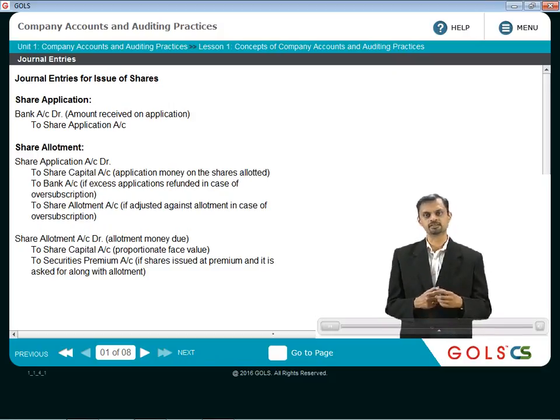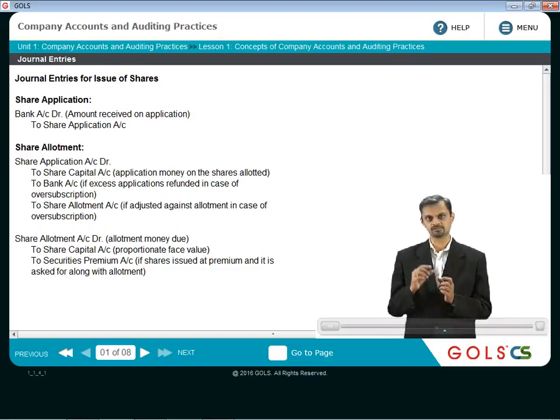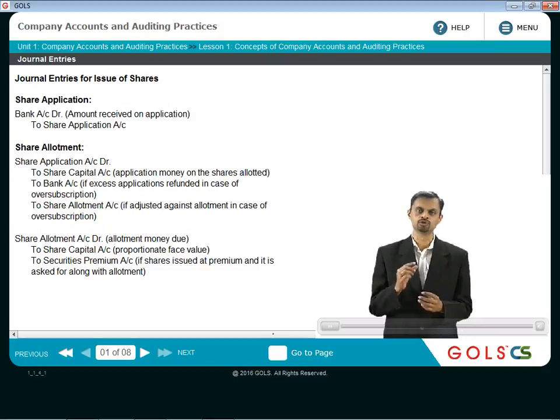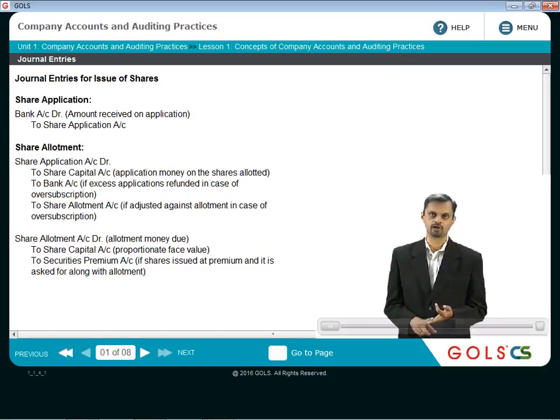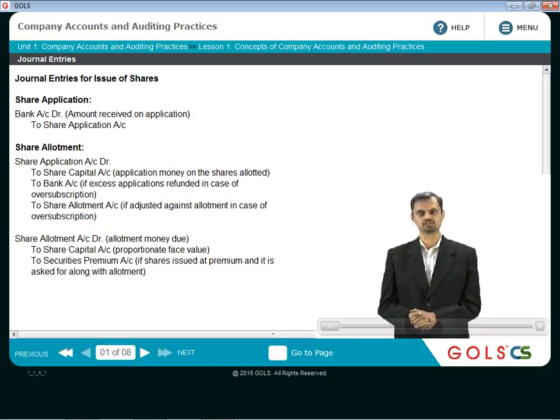And suppose in case of oversubscription, the company decides to go for pro rata allotment. That means the excess application money will be adjusted against the future amounts due, so it will be adjusted against share allotment. That is why it will be to share allotment account. So instead of to share capital or to bank account, whatever is adjusted against the allotment money will be credited to share allotment account. Your combined net entry will be share application account debit, and that account will get closed either to share capital, to bank account for refund, or to share allotment account for pro rata adjustment. So that is as far as closing the share application account is concerned.